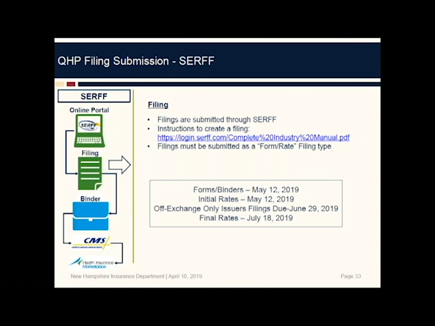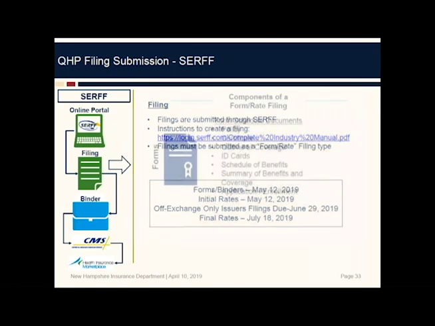I'll make a note here that your off-exchange form rate filing, if it's included in your on-off binder, must be submitted at this time. The off-exchange only binders will be due on June 29th. This will enable carriers to focus on their on-exchange form rate filings and binders that are due May 12th. And final rates for all binders must be submitted no later than July 19th. Next slide.